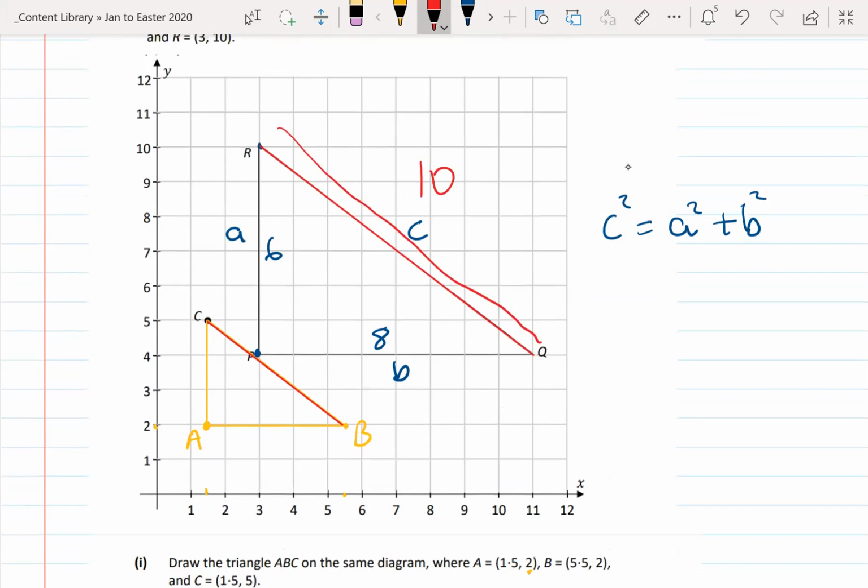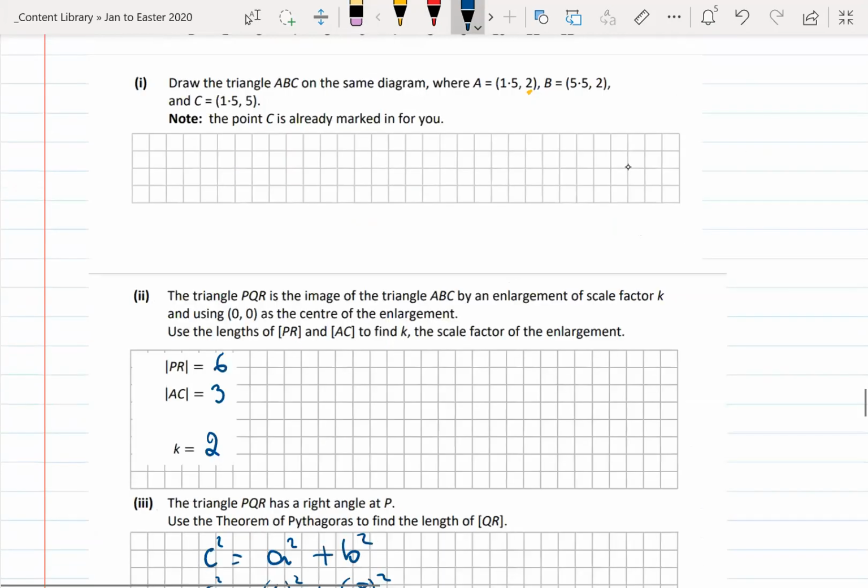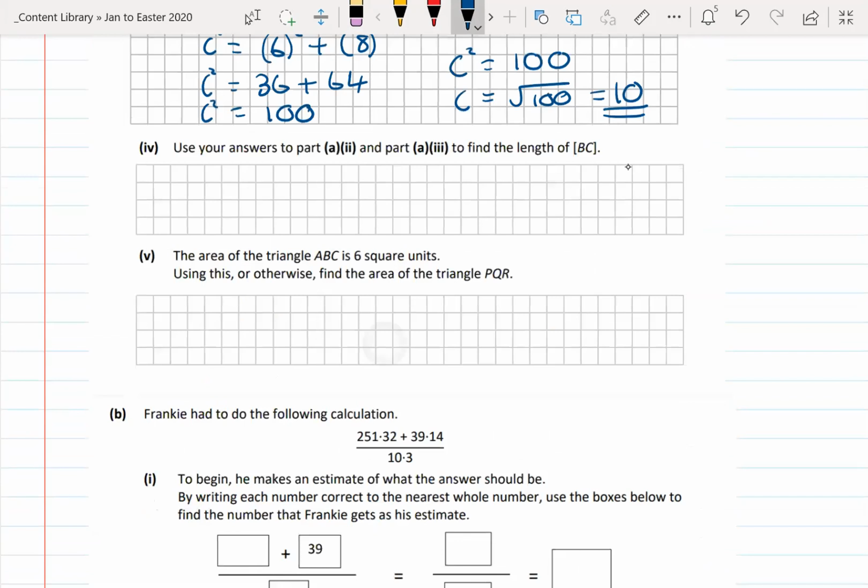So if that's 10, then this must be 5. So the answer is 5. So 10 divided by 2, which is 5.